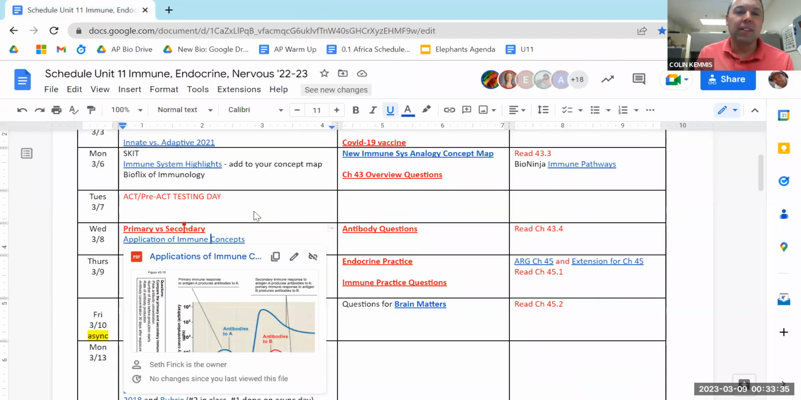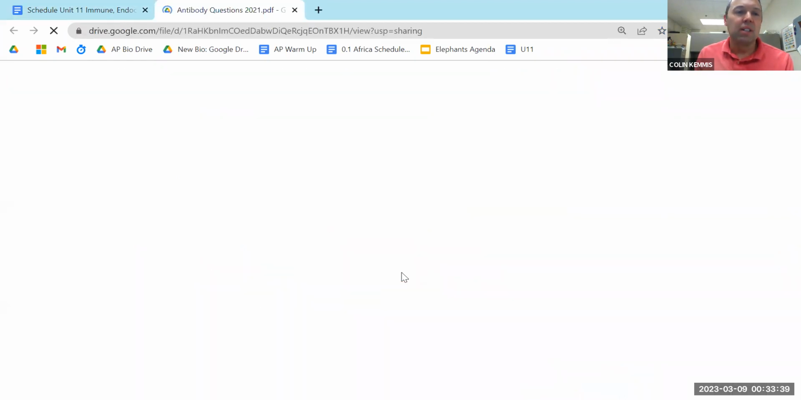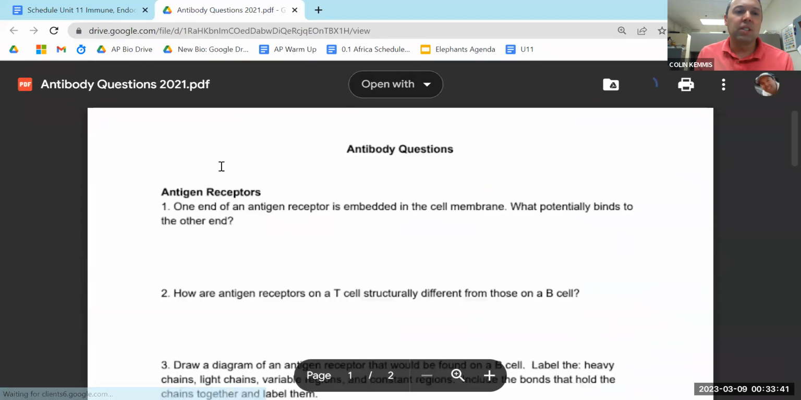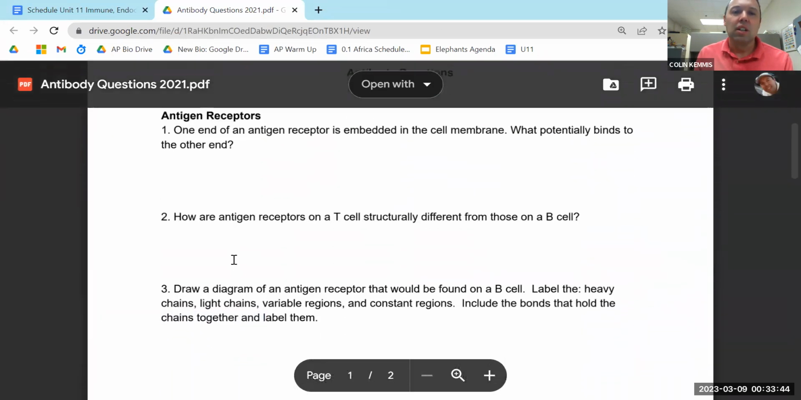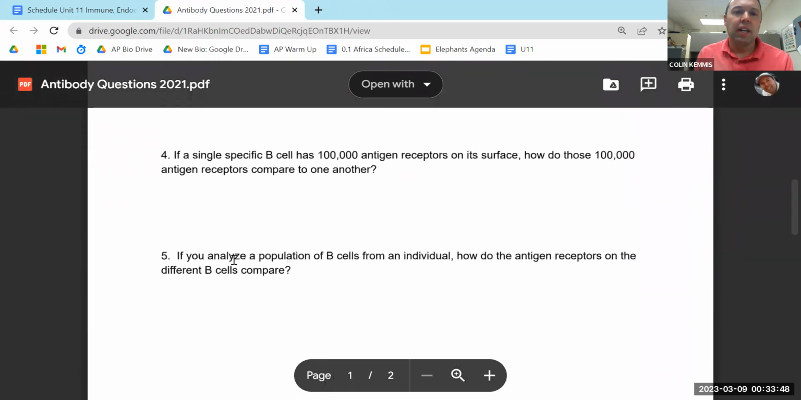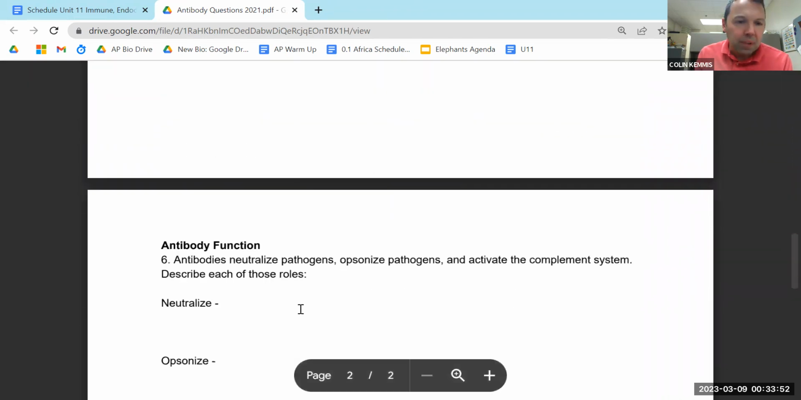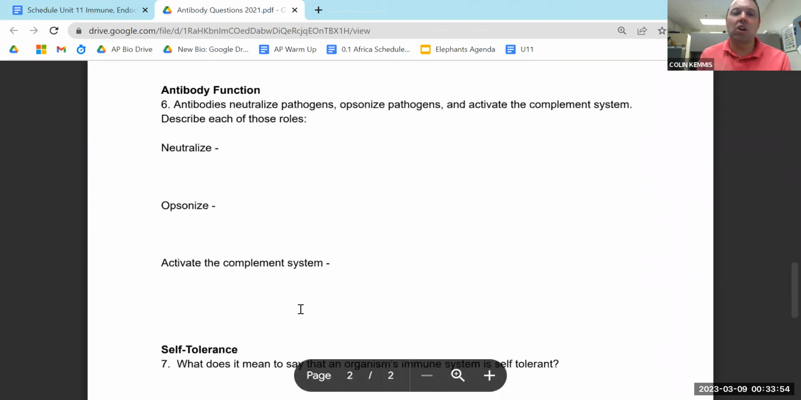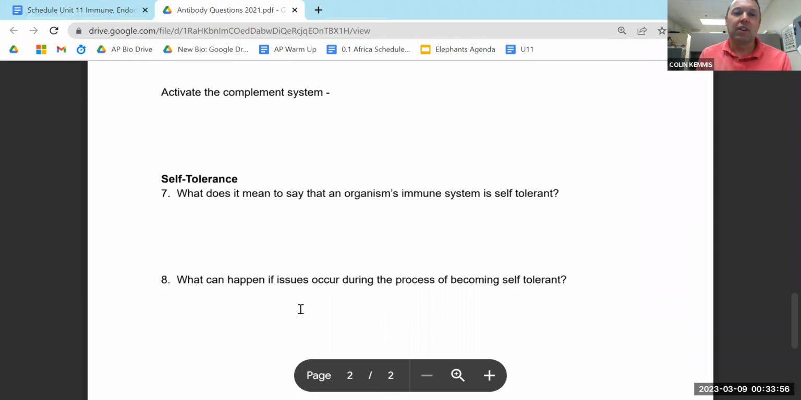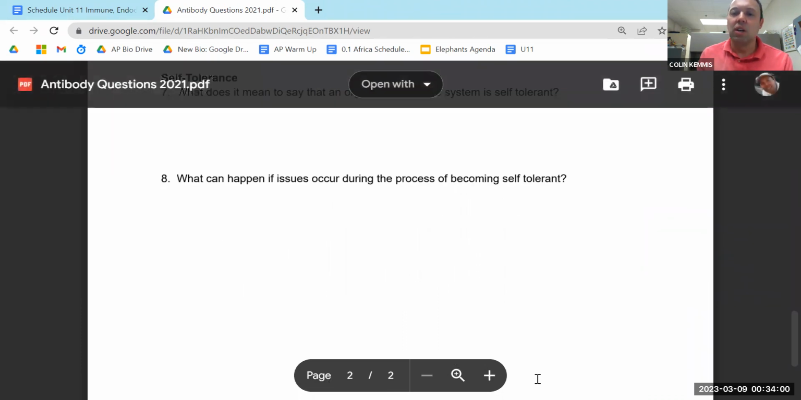I like the summary at the end. Make sure you do the antibody questions as well. These first ones kind of talk about the structure. So go back to Monday's notes for that one. And then these second ones talk about the antibody function, which we talked about twice, and self-tolerance was for today. So hopefully that's 8 quick questions for you. You can get through that, get that one turned in.